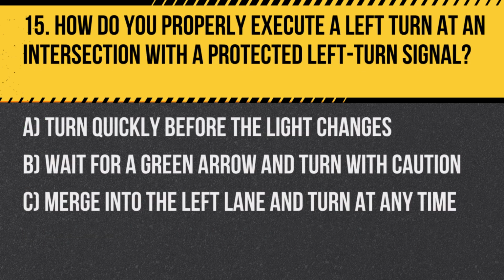Question 15. How do you properly execute a left turn at an intersection with a protected left turn signal? A. Turn quickly before the light changes. B. Wait for a green arrow and turn with caution. C. Merge into the left lane and turn at any time.